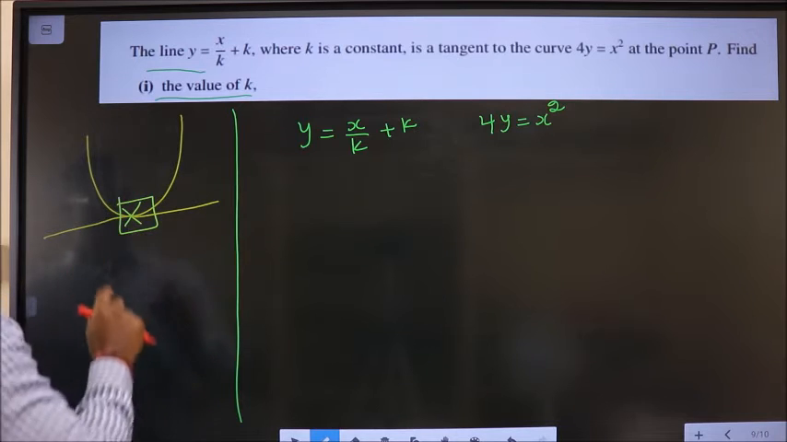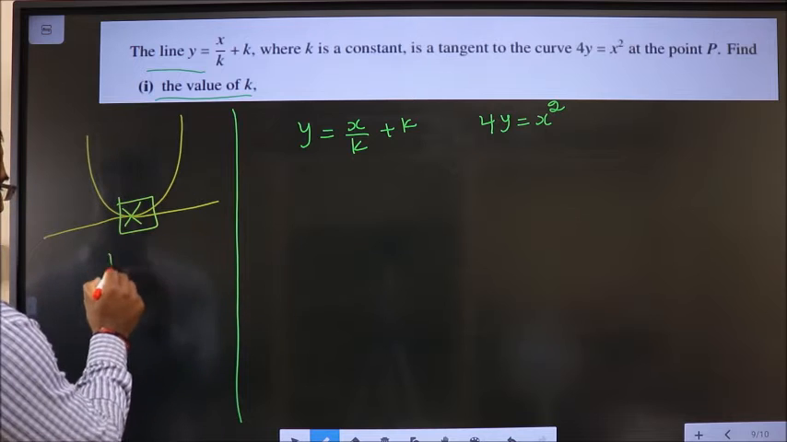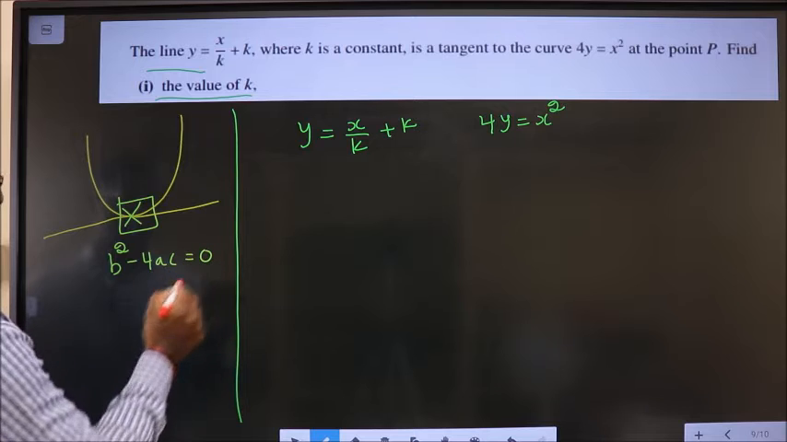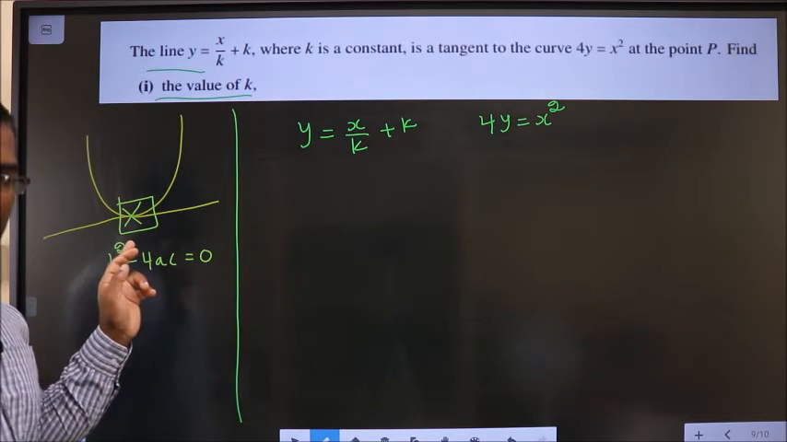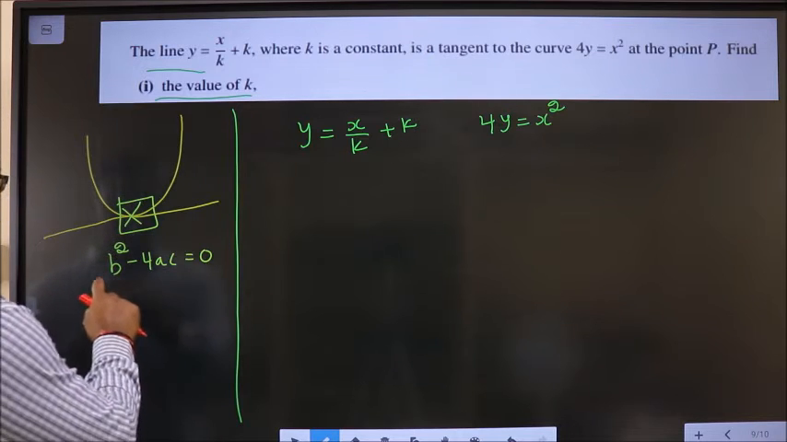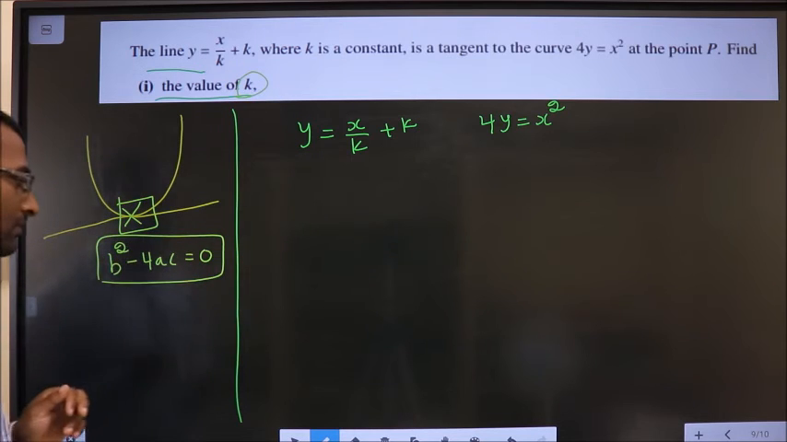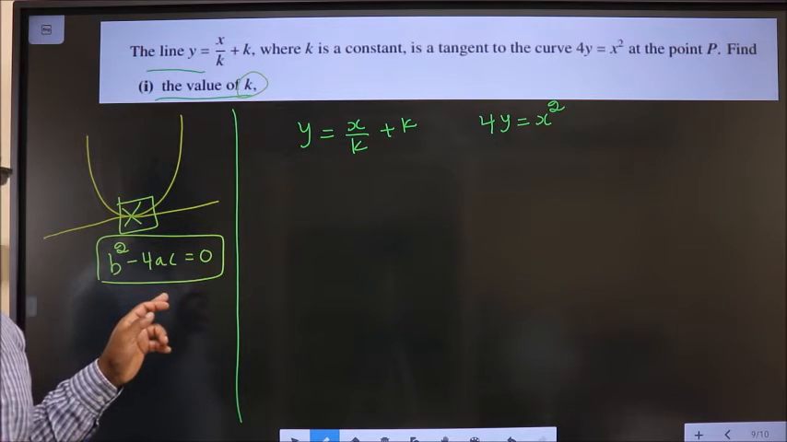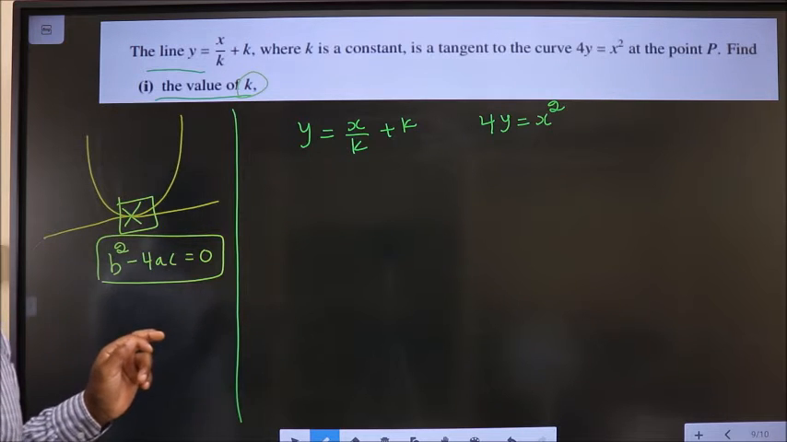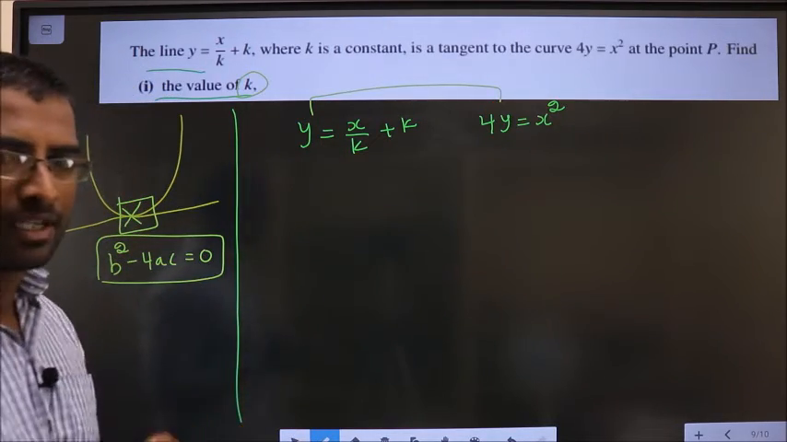If it is intersecting at only one point, the condition we should make use of is b square minus 4ac is equal to 0. Line intersecting the curve at only one point, b square minus 4ac is equal to 0. If I make use of this condition, I get the value of the constant k. To use this condition, there should be a quadratic equation, and we get it by solving these two. Clear? Now, let us solve them.